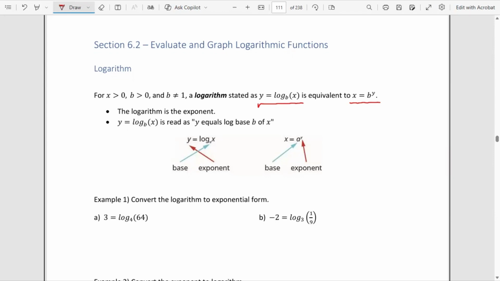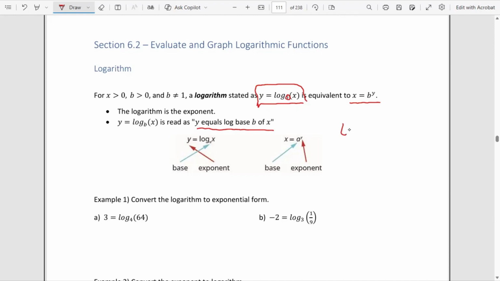But how do we read this one? To read this term, we say y equals log base b of x. Or we can read it as the log of x base b. So as you hear, we say base b. So the small number that's under the log is called the base.